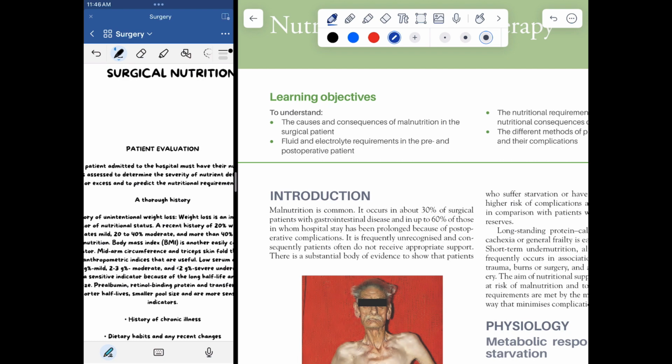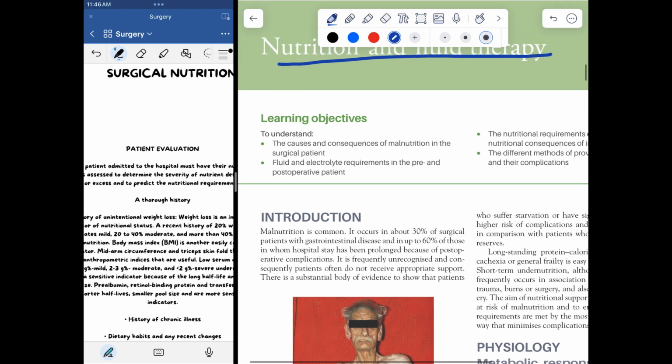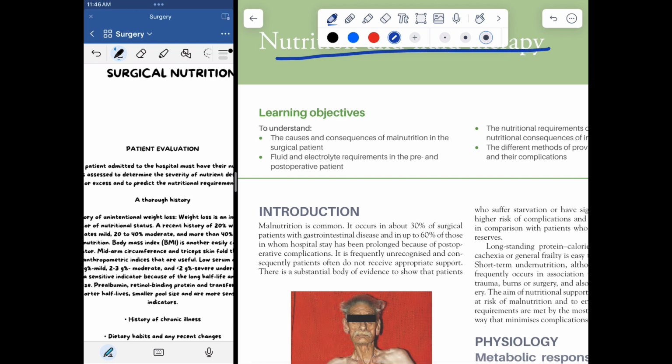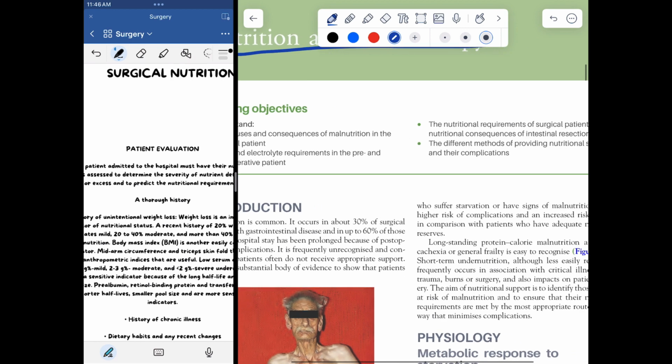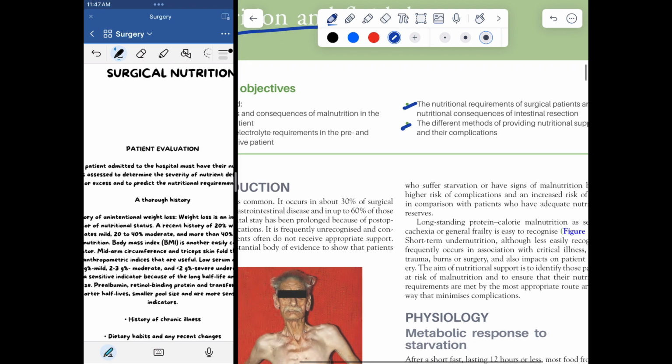So today we will be discussing nutrition and fluid therapy. In this module we will be learning about the causes and consequences of malnutrition in the surgical patient, the fluid and electrolyte requirements in the pre and post-operative patient, the nutritional requirements of surgical patients and the consequences of intestinal resection, and the different methods of providing nutritional support and their complications. So these are the topics we will be discussing.